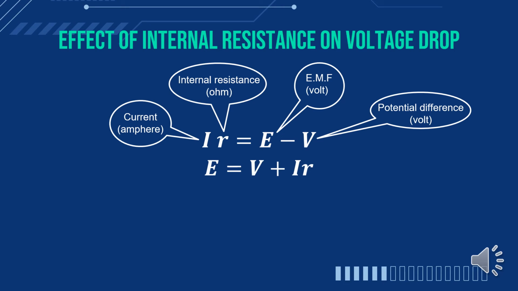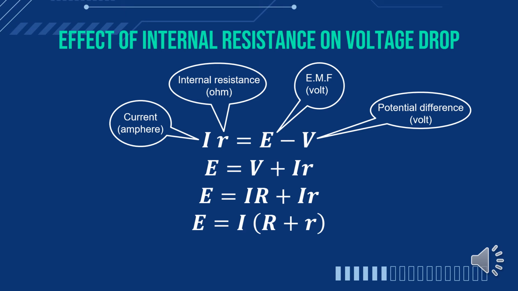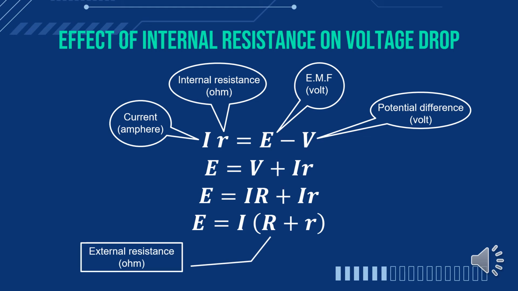If we rearrange the formula, we will get E is equal to V plus Ir. And the V, which is the potential difference, is also known from Ohm's law, which is V is equal to IR. And then we will get E is equal to I multiplied by the sum of external resistance plus internal resistance.